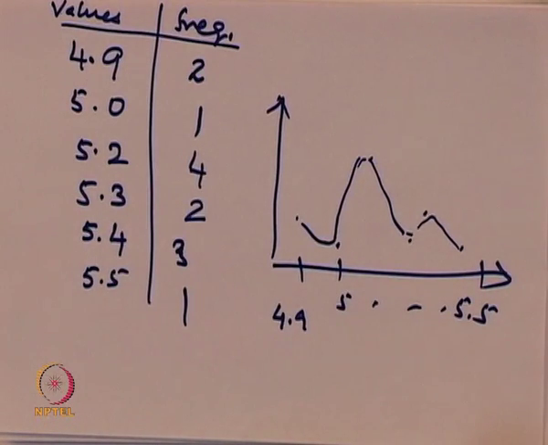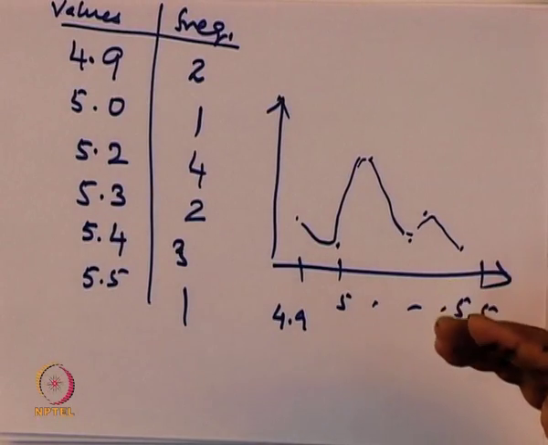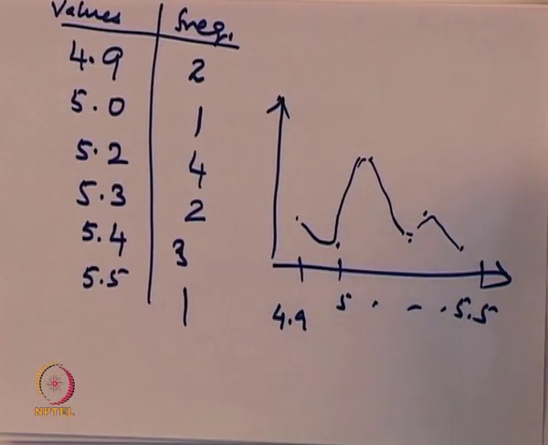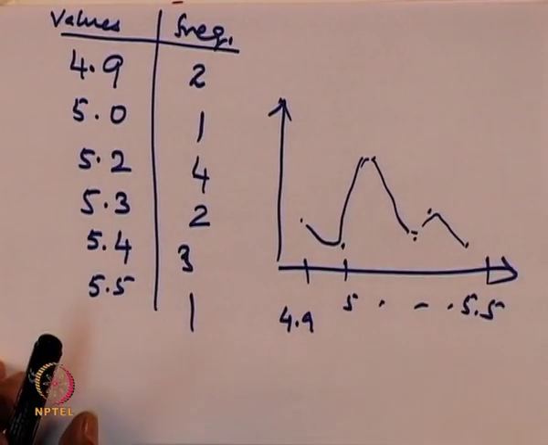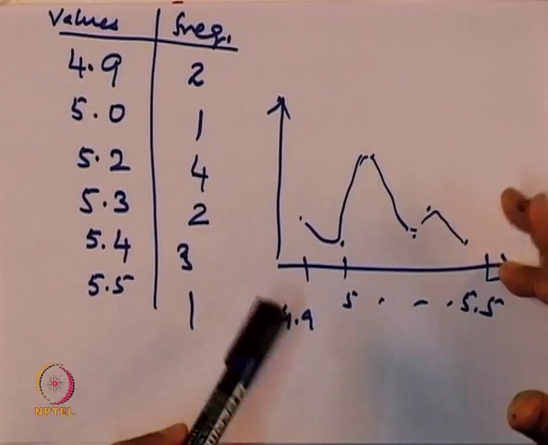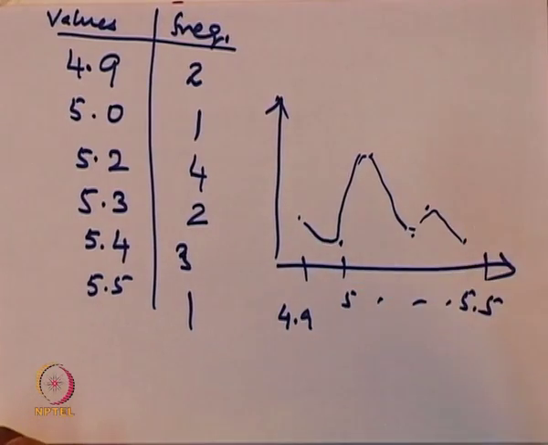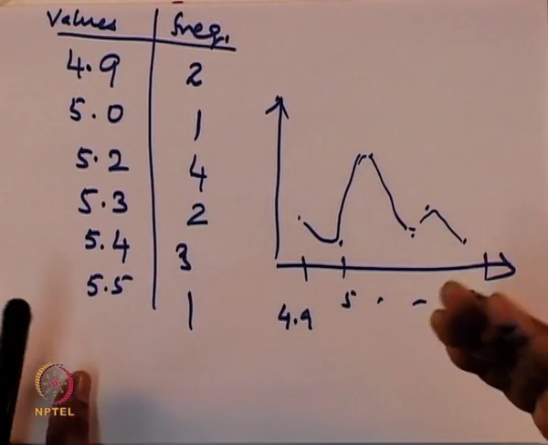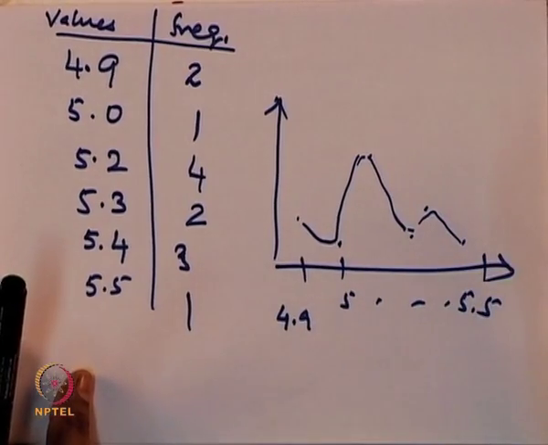Okay. Now, this is too few numbers, so it is difficult to comment on it, but let us say I ask you the following question. So, these are your values for the last several days and today's score is 5.7, is it unusual? You can clearly see from your existing histogram that there is no 5.7 value. So, one would argue that 5.7 is a little bit unnatural, maybe you are suffering from some disease or infection. So, it warrants a doctor's examination.